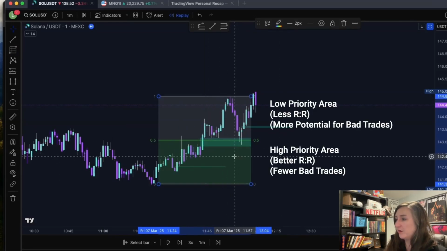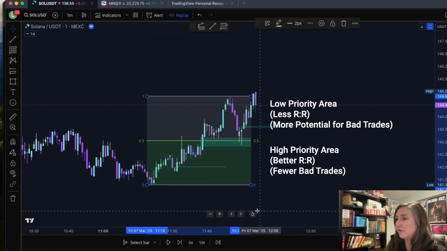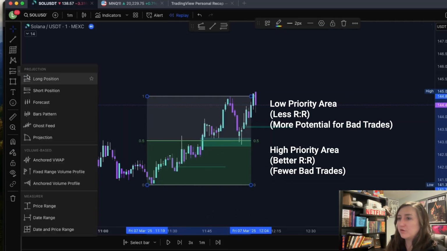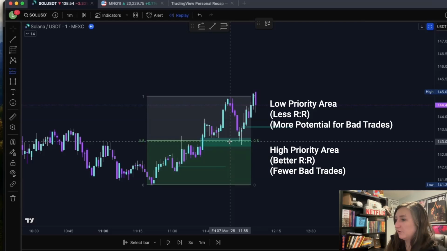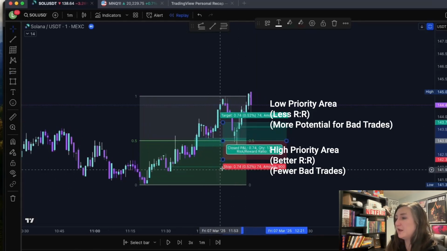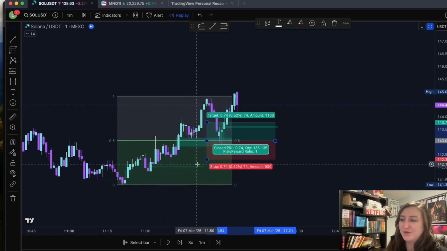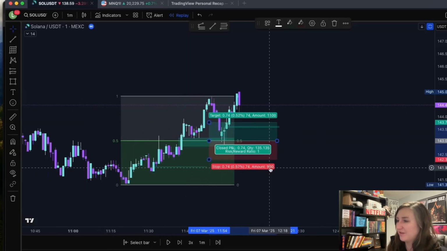We have this nice fair value gap right here. You'll see it lines up perfectly with that 0.5. So you could mark this as an entry, right? So here's our 0.5 on the GAN box. This would be considered just barely a high priority area. This would be a better fair value gap. However, it is tiny, and I usually see these ones break a lot, so that's not usually my favorite thing to play.